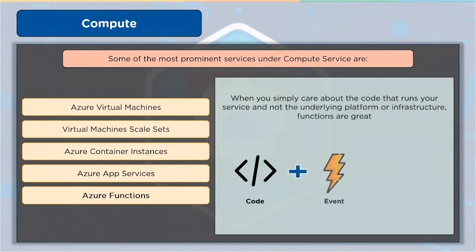And following that, we have Azure Functions. When you simply care about the code that runs your service and not the underlying platform or infrastructure, functions are great. They are frequently used when you need to respond to an event, typically via REST request, a timer, or a message from another Azure service, and the job can be accomplished rapidly in seconds or less.